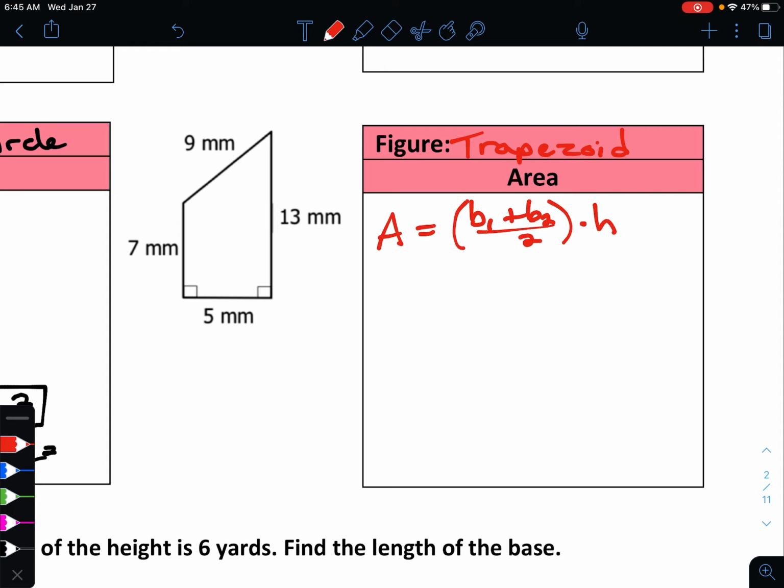Now this is a kind of tricky example because your trapezoid is on its side. So your bases are not 5 and 9. Instead, your bases are your 13 and your 7.